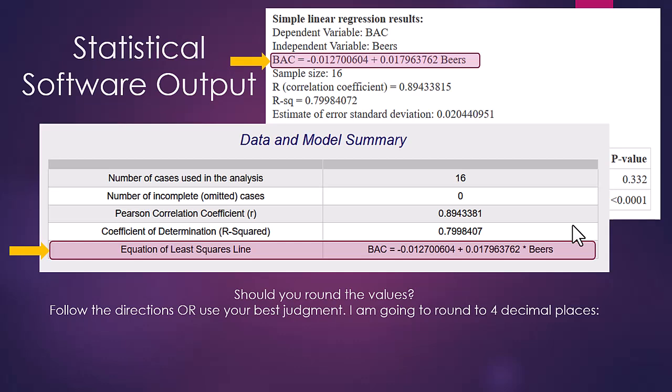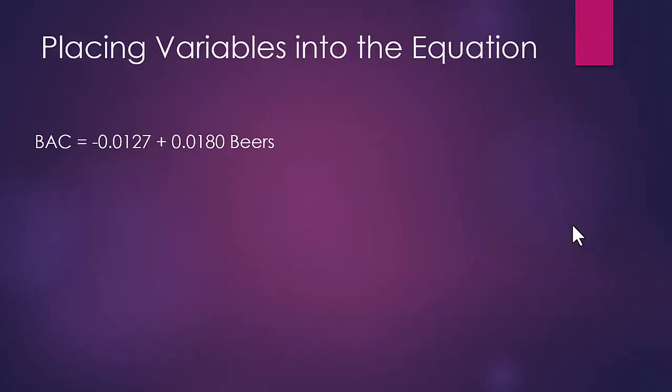Well, in general, you should follow the directions if the directions say exactly what to round to, or you can use your best judgment. In this case, I'm going to round both the slope and the y-intercept to 4 decimal places. So now that we have our linear regression equation, you can see both software packages gave me this in terms of words. So instead of putting an X or Y or whatever variable you might want to use, they put in blood alcohol content, or BAC, and beers.